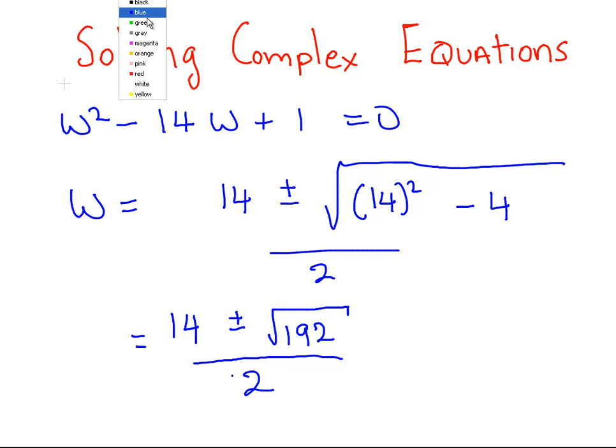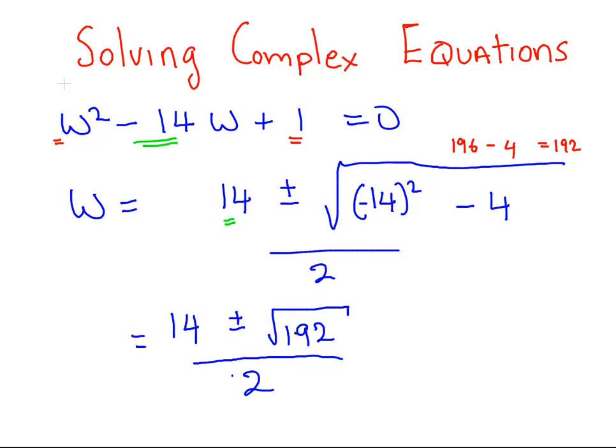So here b is minus 14, so minus b is 14. Correctly that should be minus 14 squared for b squared. For a and c, a is 1 and c is 1, so it's minus 4 times 1 times 1, so that's just 4. So minus 14 squared is 196. Minus 4, you get 192. So it's 14 plus or minus the square root of 192, over 2. We can simplify that down a bit. We can express that as 7 plus or minus the square root of 48, or equivalently 7 plus or minus 4 root 3.